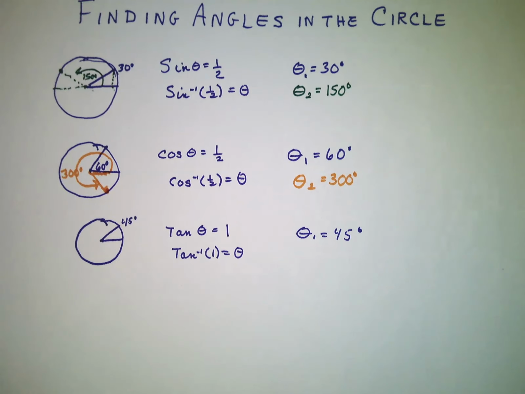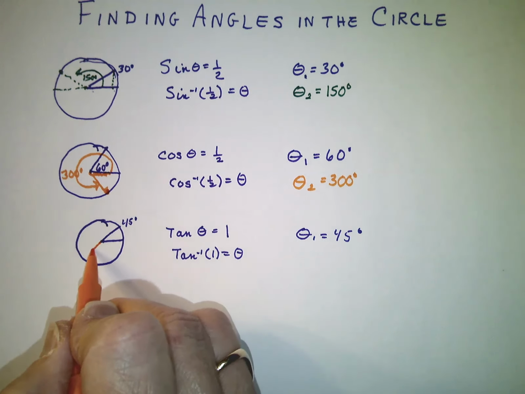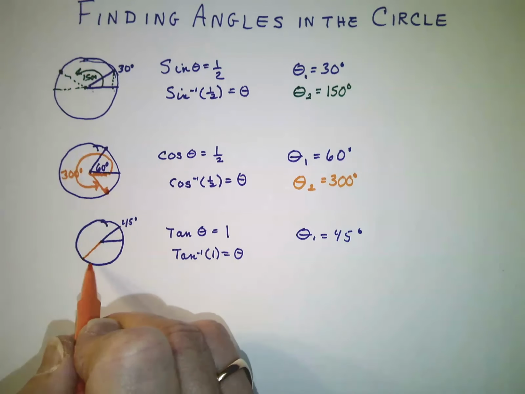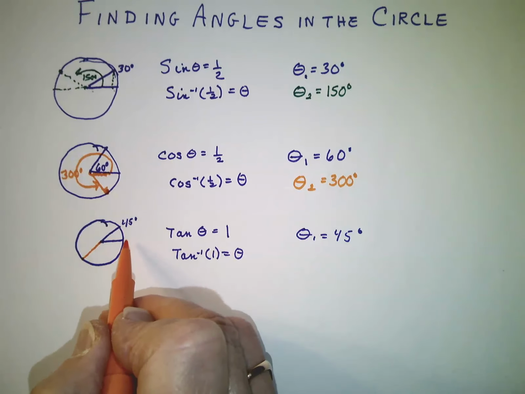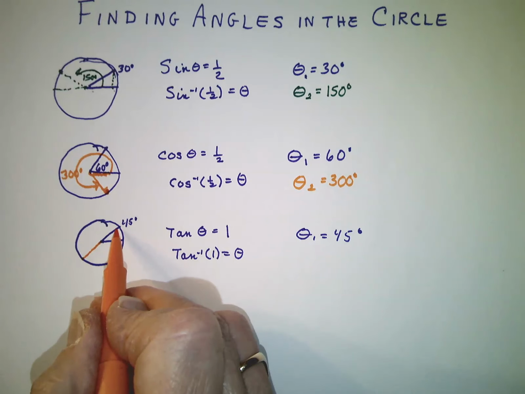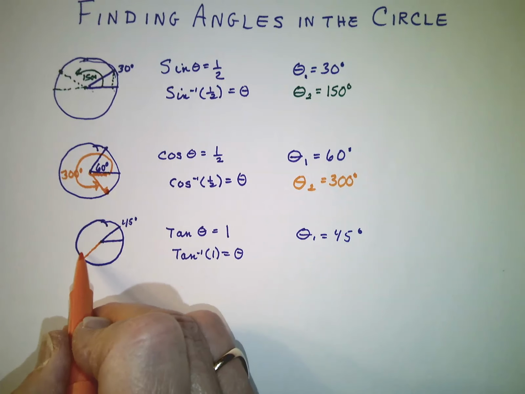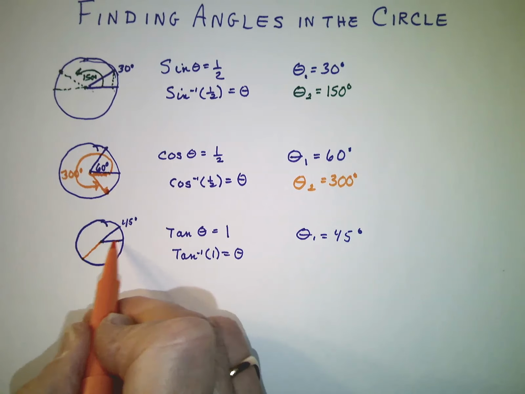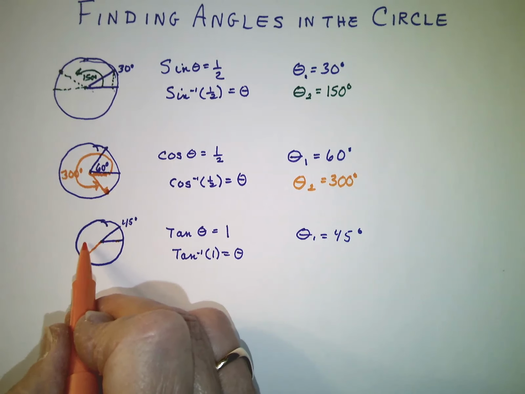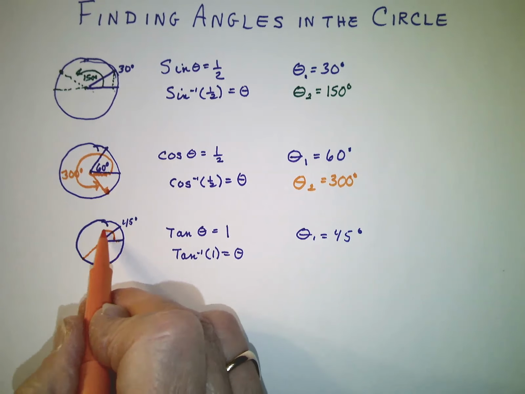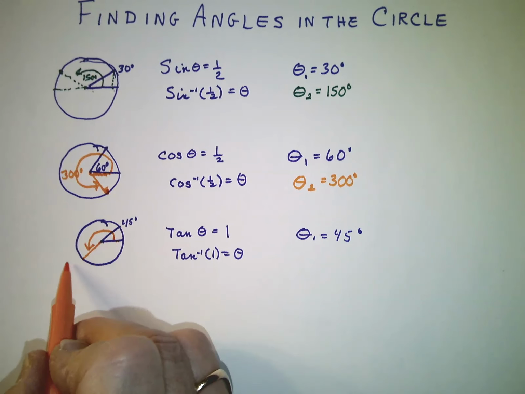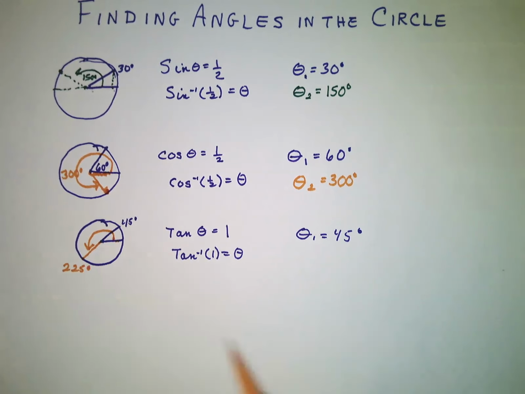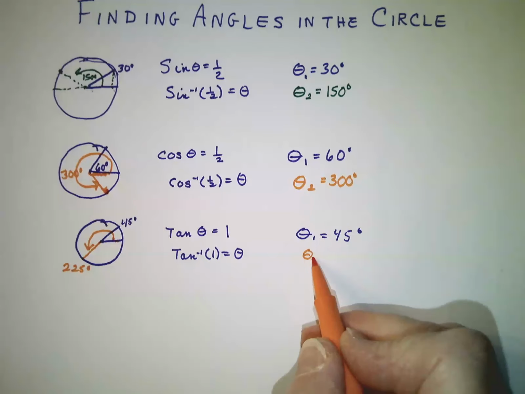There is, however, another place on the circle that has the same tangent value. Right over here. Because tangent is sine divided by cosine, we're going to have the same sine height, except it's in a negative, and we're going to have the same cosine, except it's also in the negative. So this angle right here, which would be 225 degrees, has the same tangent value.